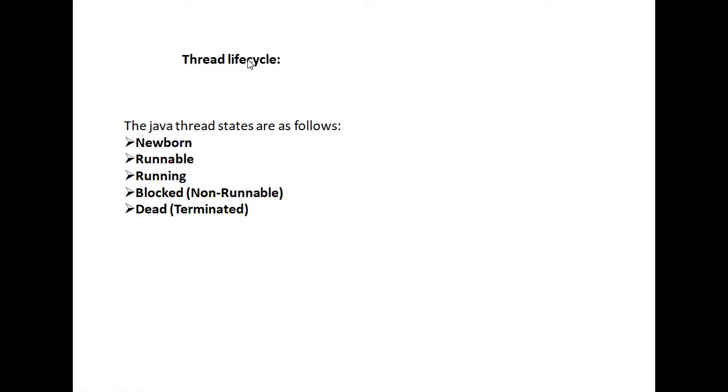If you see here, the thread life cycle contains these states. The first one is the newborn state or new state. The second one is runnable. The third one is running. The fourth one is blocked, which is also called non-runnable. And the last one is the dead state, the termination state. This is the thread life cycle.